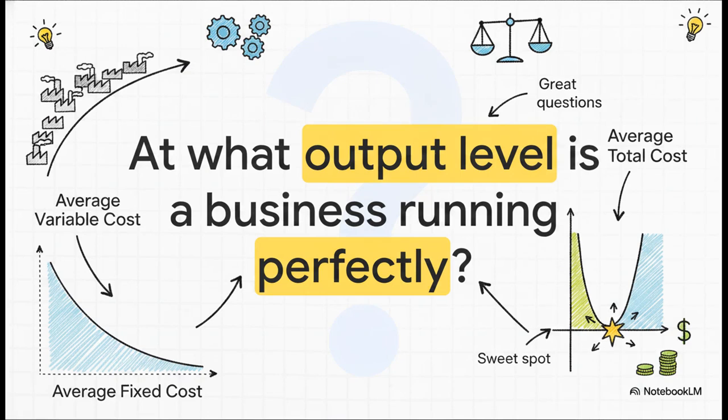Which leaves us with a pretty fascinating puzzle for today. If average fixed cost never entirely reaches zero, no matter how much you crank out, and the average variable cost curve eventually has to rise because your factory gets way too crowded and inefficient, at what exact output level is a business running perfectly? Where is that absolute sweet spot for maximum profit? It's this complex balancing act where you want to produce enough to make your fixed costs basically zero, but not so much that your variable costs skyrocket out of control. Finding that exact point on the U-curve is the daily obsession of basically every great business mind out there.